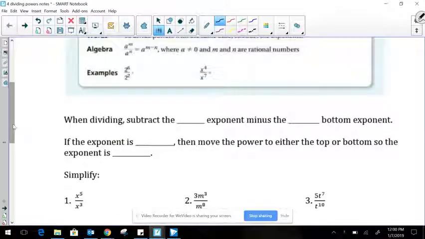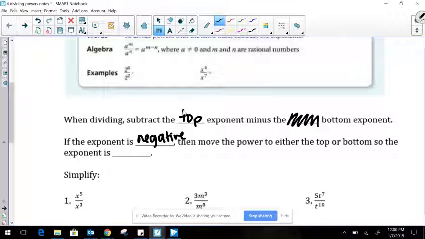Okay, so right here, let's just start with the words here. So when dividing, subtract the top exponent minus the bottom. Let's cross out that. Shouldn't be there. Okay, so if the exponent is negative, then move the power to either the top or bottom so the exponent becomes positive. We've been doing this all week.